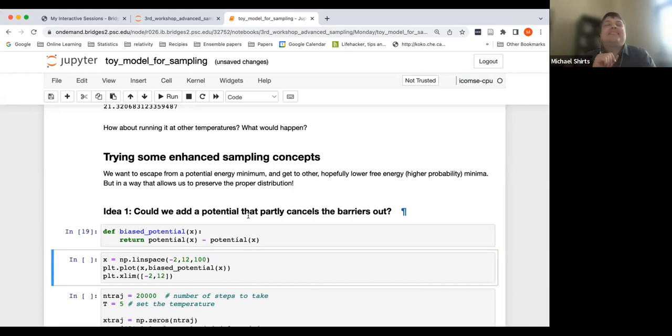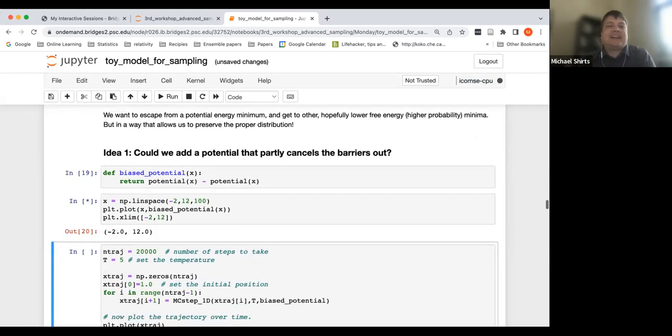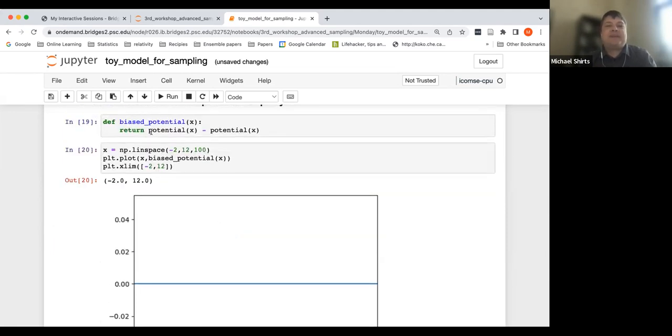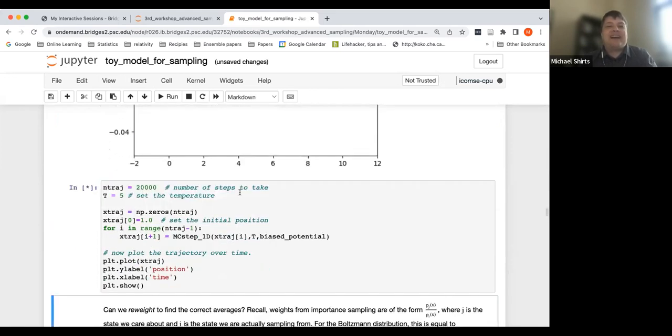The complete, perfect situation. We know exactly the potential. We exactly cancel it out. And so our biased potential, right, is just the potential minus the potential, which is this. Okay, so let's try running it now.